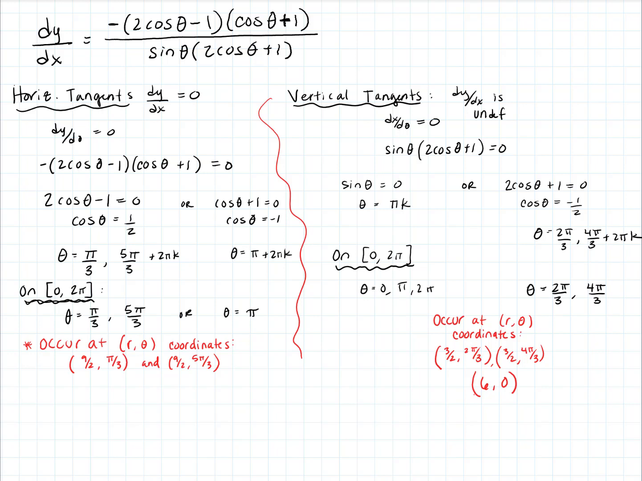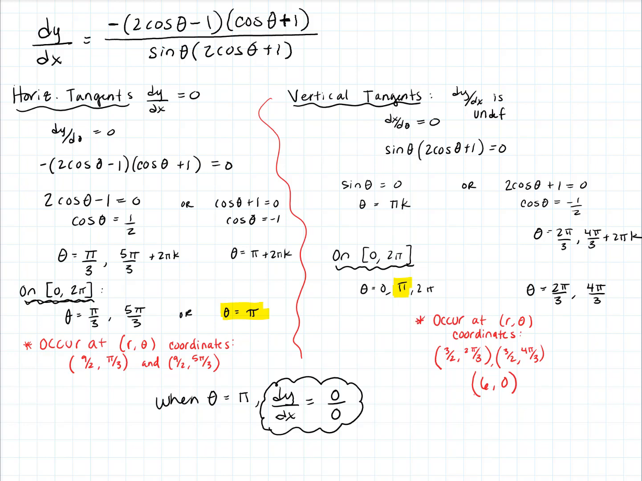Now, I did not do anything with theta equals pi, because at theta equals pi, it turns out dy/dx is actually equal to 0 over 0. And that is an indeterminate form, and we're going to have to deal with that. So I did write that, highlighted there.